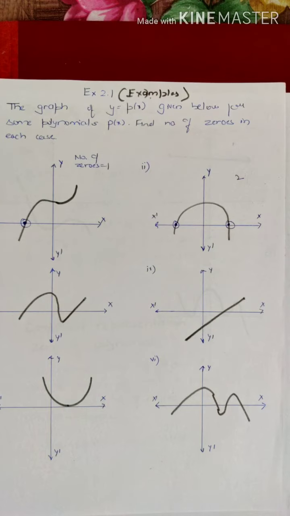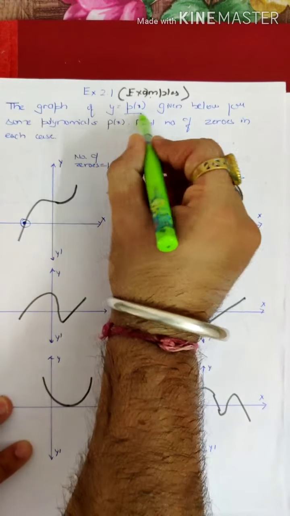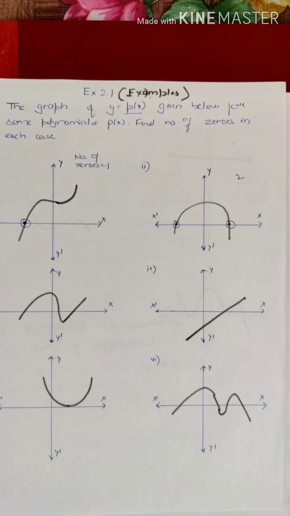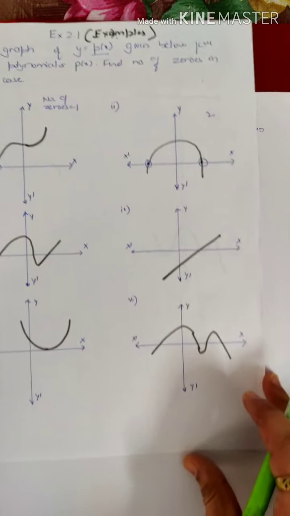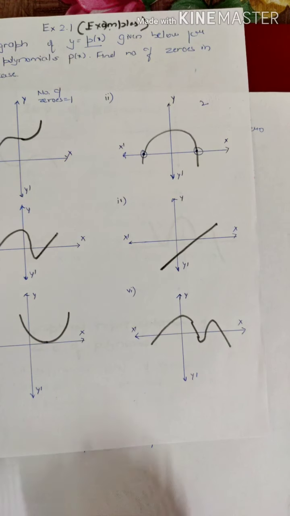So why are we looking at the x-axis? Just because your polynomial is defined in variable x. If it had been defined in variable y, we would have gone for the number of intersections on the y-axis. So similarly, we'll try this one. The rest you can try on your own.